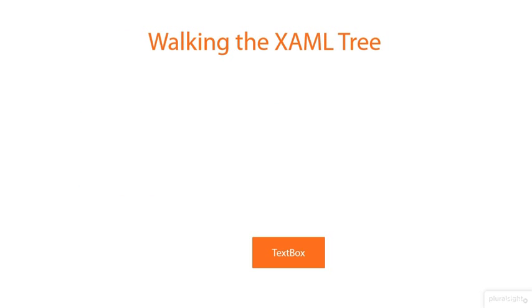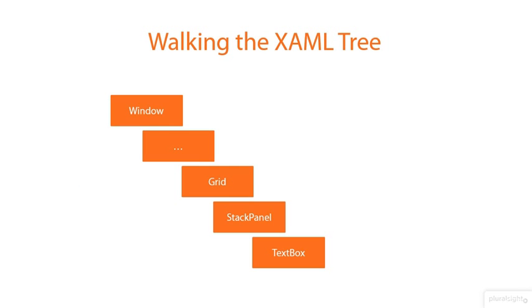You probably know that XAML is XML, and very often objects are nested. It's very common to have a XAML tree, as you can see here on the slide. So take a look at the text box at the bottom of the screen. It's a direct child of a stack panel. This stack panel in turn is a child of its parent, which is a grid, and this grid can also still be nested. And at the very top of the hierarchy, we have a window. In other XAML technologies, it could be, for example, a page.